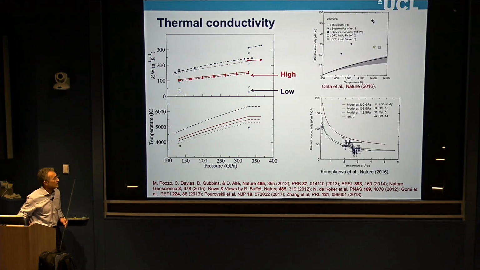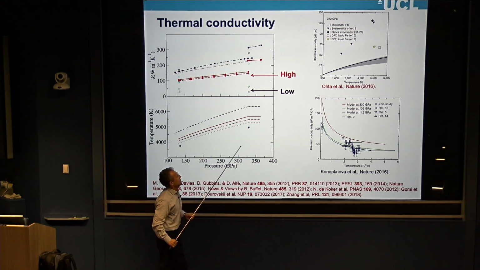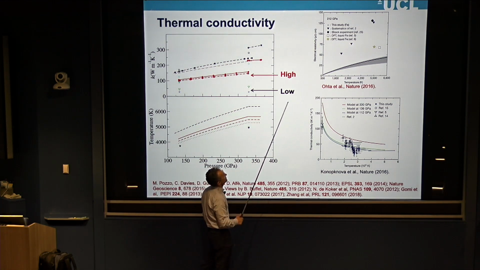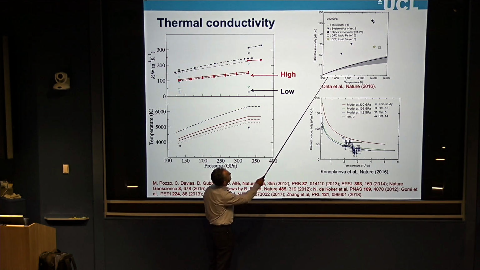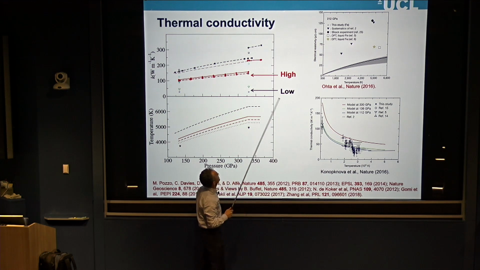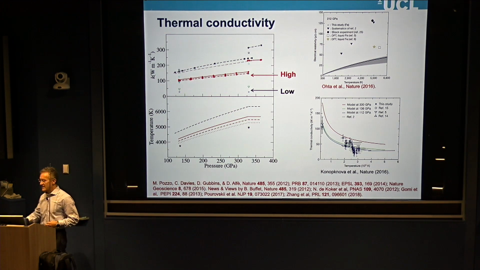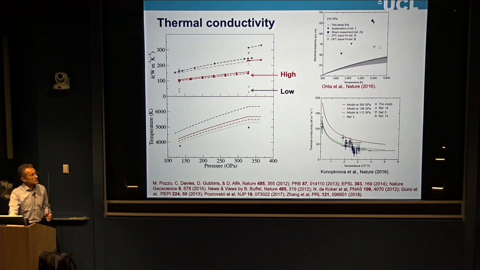I should mention that the experimental situation is still not clear. There are different groups that predict very different values. So this group here predicts a very high thermal conductivity, even higher than these ones, while these ones predict very low thermal conductivity. And even on the theoretical side, the issue is still open.